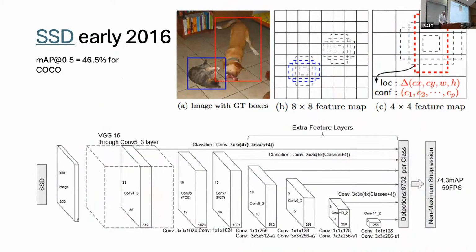And SSD said, well, what if we do it in one step? So what if instead of having to decide whether there is something in the box or nothing, we will decide whether there's nothing or some class? So they just classify directly, and they showed it works.